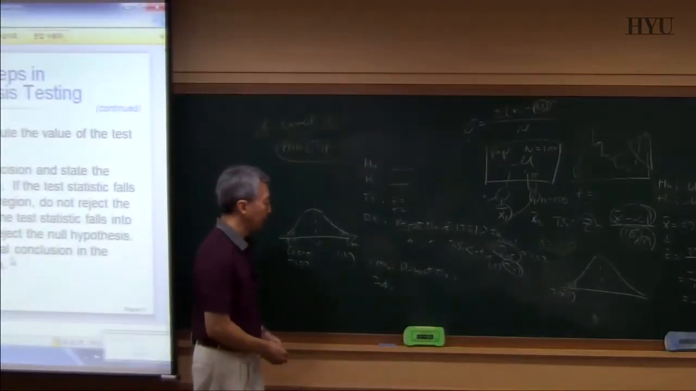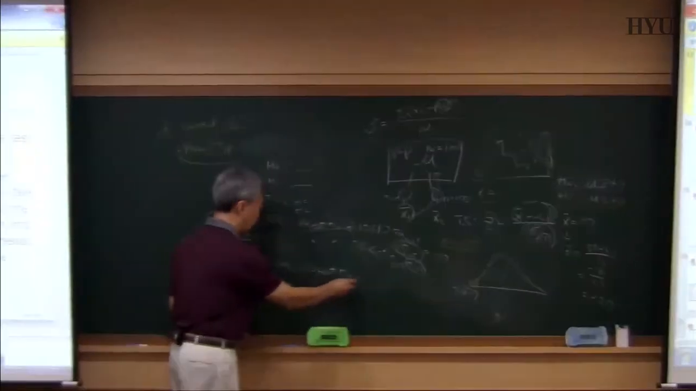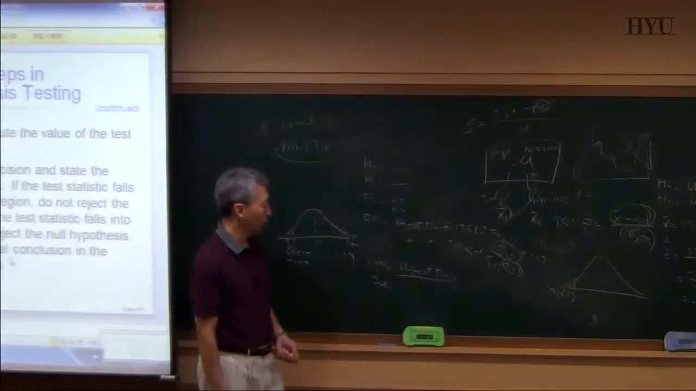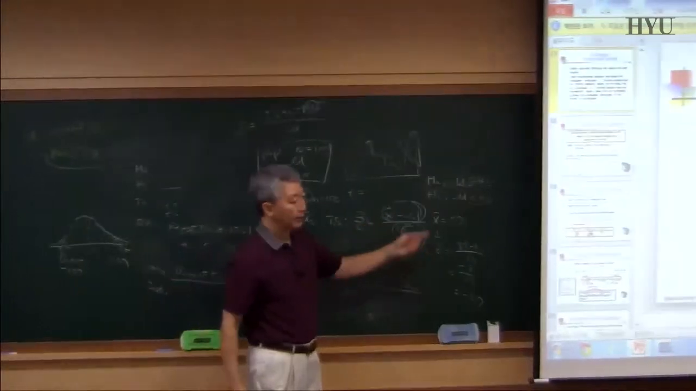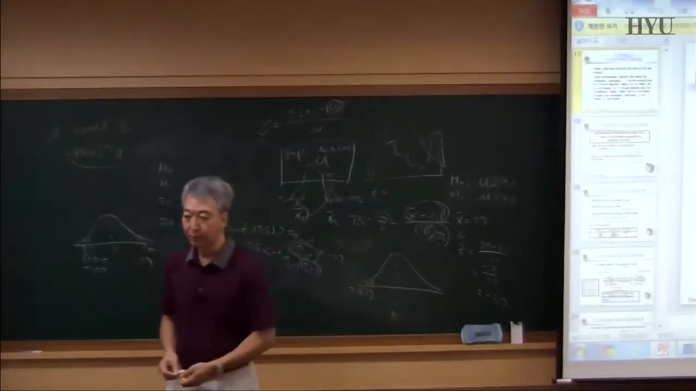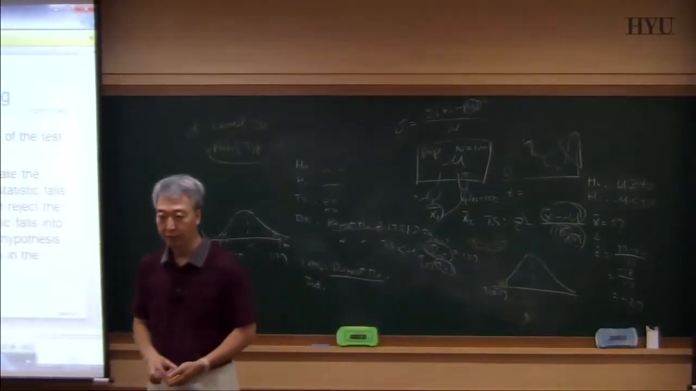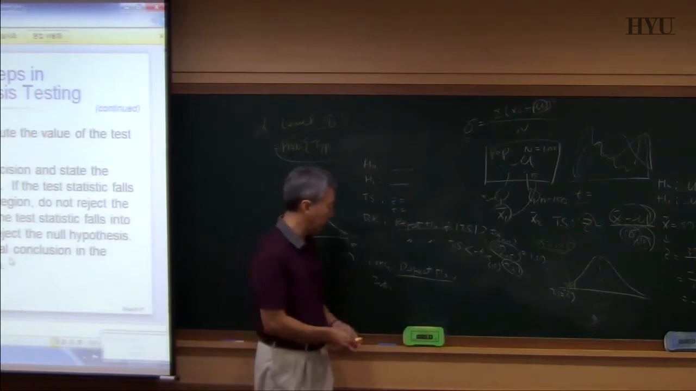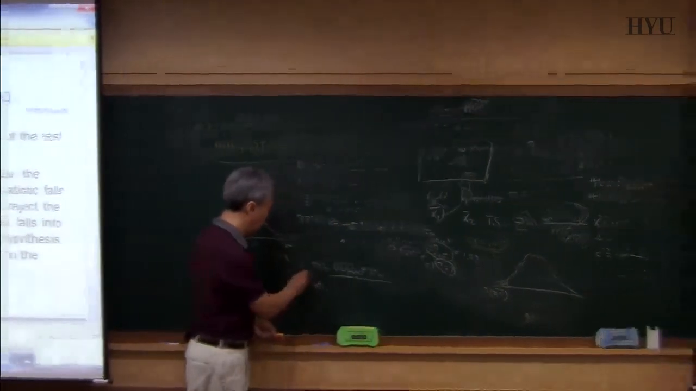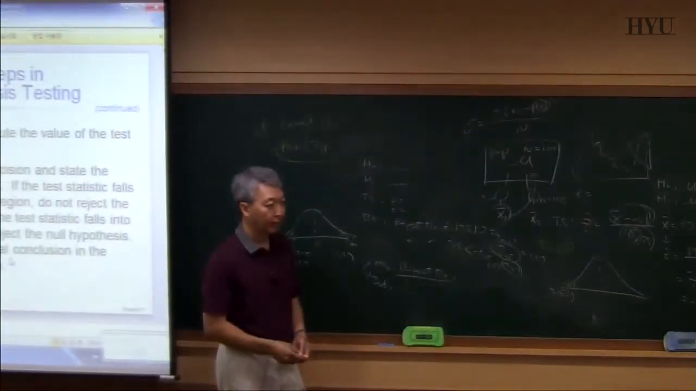In case the conclusion came out to be reject the null hypothesis, in this situation, let's say, then you can say we have sufficient evidence that Hyundai Kia cars have average gas mileage of less than 40 miles per gallon. So in other words, you have to verbalize your conclusion. What does that mean within the context of your problem?